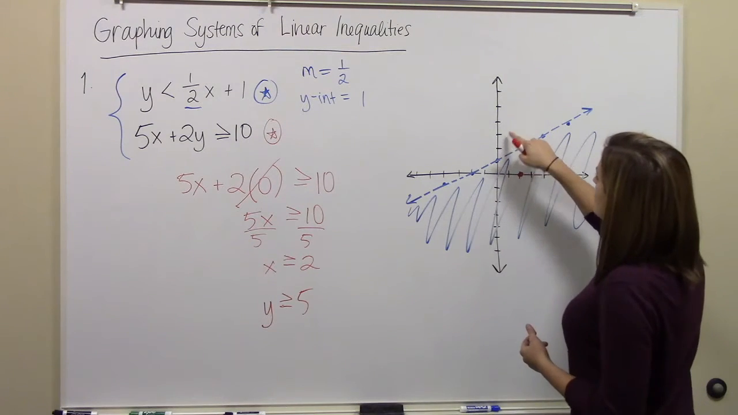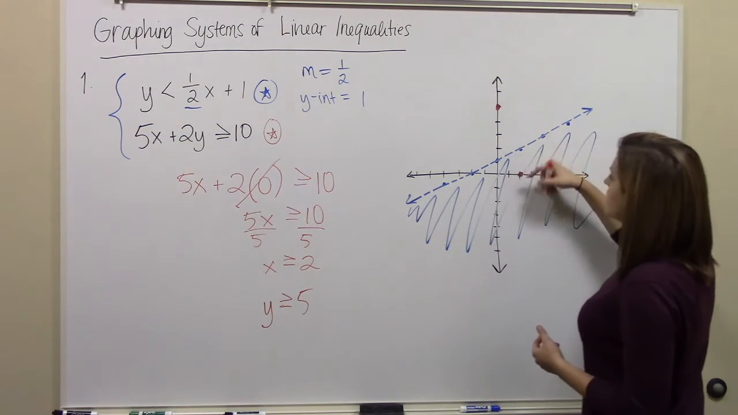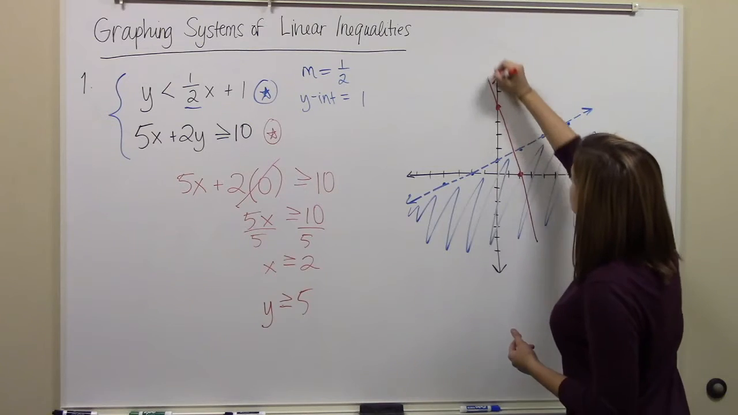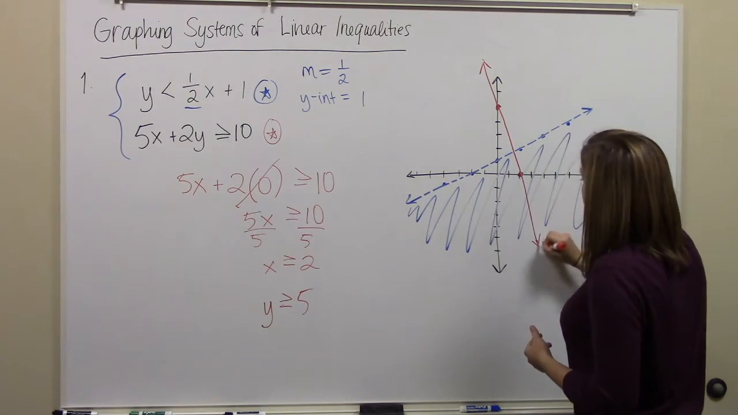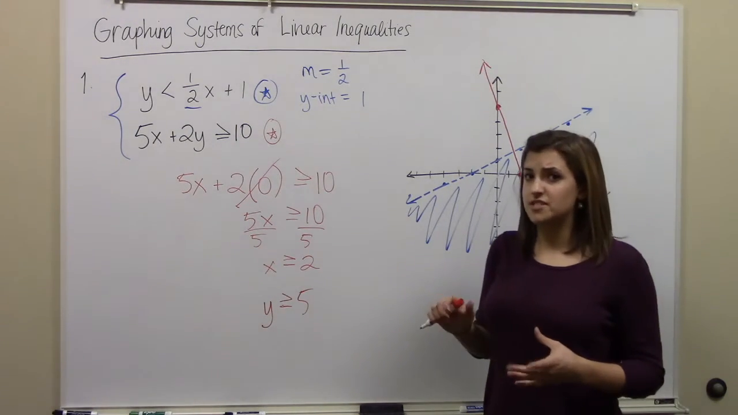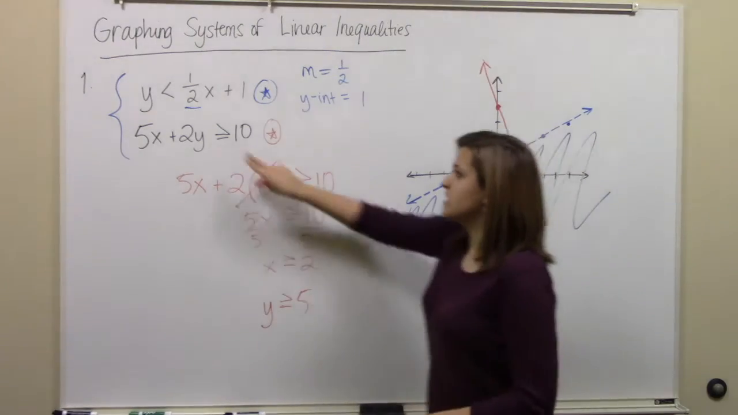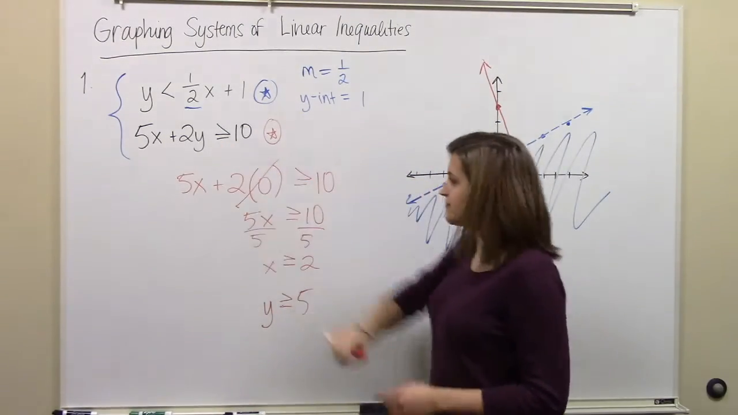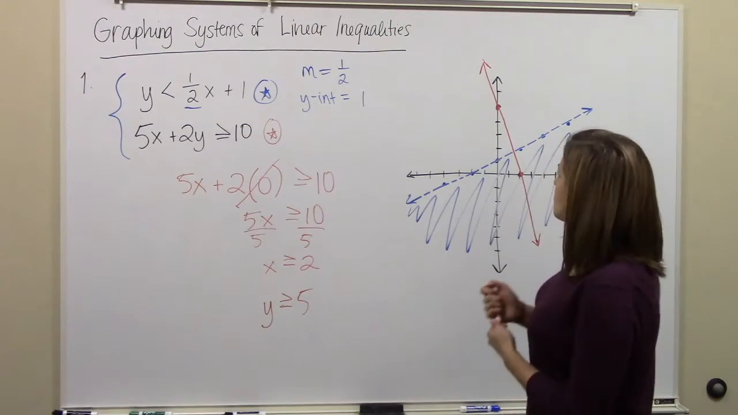So I find that on my graph, or 5. And then I can connect my 2 points to make my line. And now we have to determine whether our boundary line is dotted or solid. And in fact, it is solid because I have that equal sign there. So now I have to determine which way I'm going to shade.